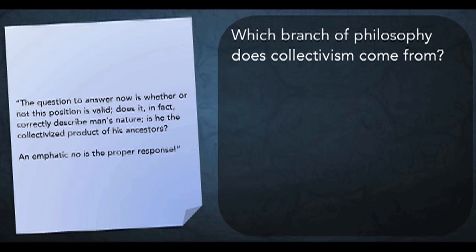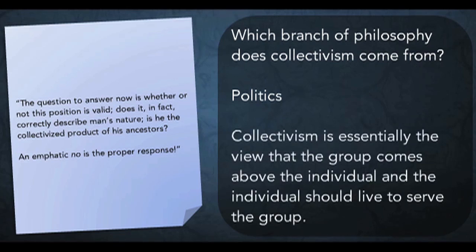Now, you can make a case, and I'm sure someone here will be eager to tell me, that in my past lectures I've said there's a collectivist view in every branch, and that's true. But in terms of the fundamental use of the term, where it's not simply a synonym for some other term that already exists, what is of the four big branches of philosophy, what branch does it primarily belong to? Politics, or if you want morality-politics, it's essentially the view that the group comes above the individual, is more important, is more valuable than the individual, and the individual should therefore live to serve the group. That is the essence of collectivism.